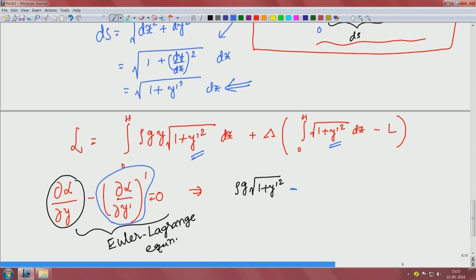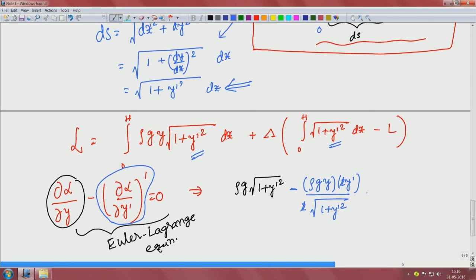So, if you do this, y is kept as it is because you are doing the partial derivative with respect to y prime. So, this will have rho g y times the derivative of this, which takes it downstairs: 1 plus y prime square, there is a half that comes, and then the derivative of y prime square will be 2 y prime. Okay, and this 2 and 2 get cancelled, that is for this portion.